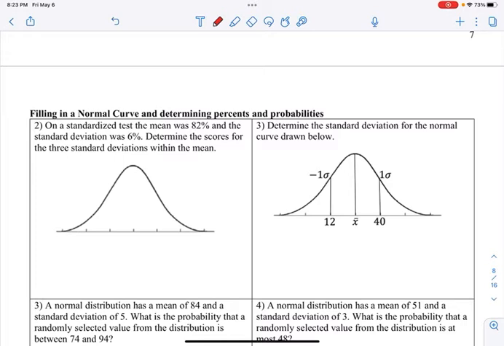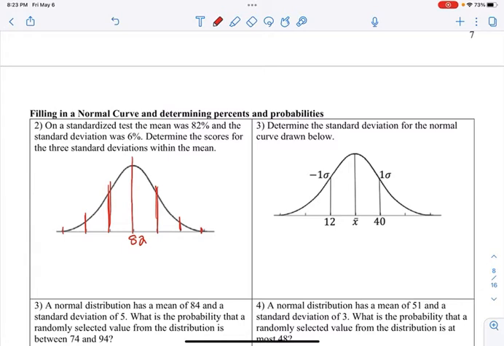On a standardized test, the mean was 82, so that's going to go right smack in the middle. And the standard deviation was 6%. So I'm just doing 1 standard deviation, 2 standard deviations, and this is 3 out here. I'm not going to do the halves here. All right, so 1, 2, 3. The standard deviation was 6%. Determine the scores for the 3 standard deviations within the mean.